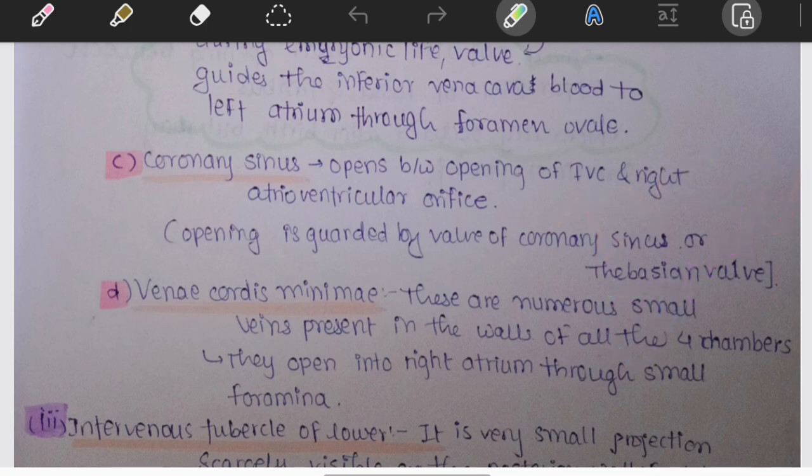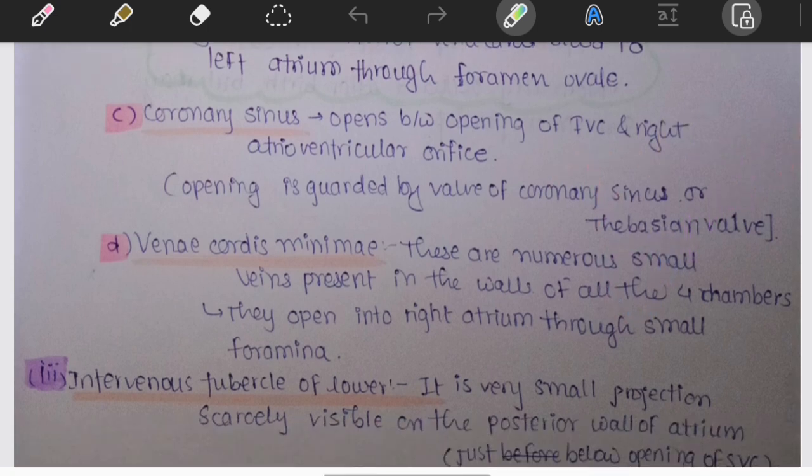Venae cordis minimae. But does all the venous blood from the heart pass through the coronary sinus? No. There are numerous tiny veins called venae cordis minimae, also known as the Thebesian veins. These tiny veins are present in all four chambers of the heart. Instead of joining the coronary sinus, they open directly into the right atrium through minute openings. These veins explain why a small amount of deoxygenated blood normally mixes with oxygenated blood inside the heart.